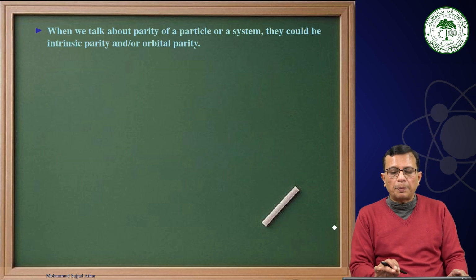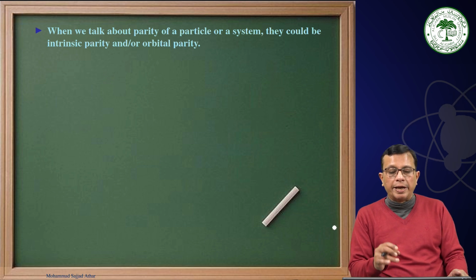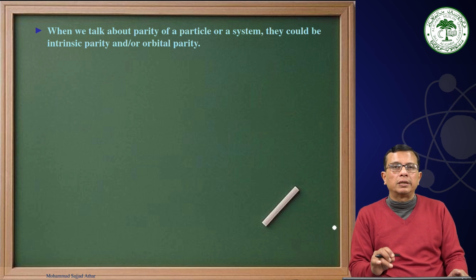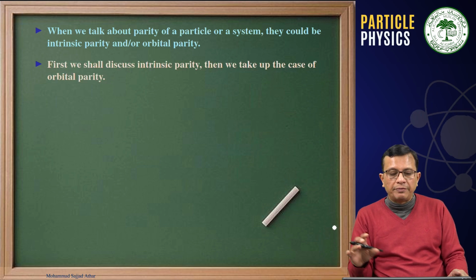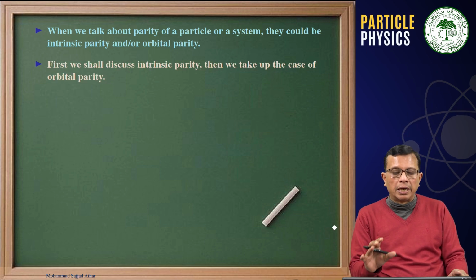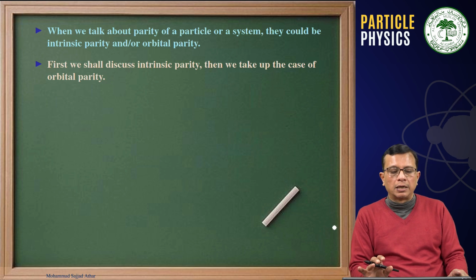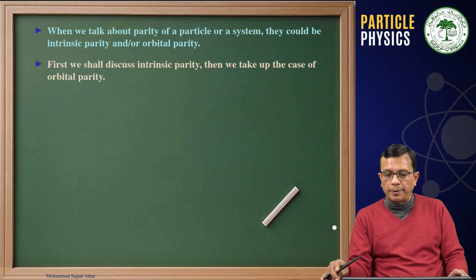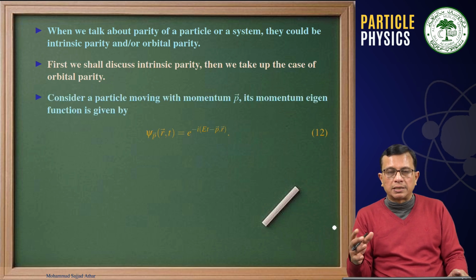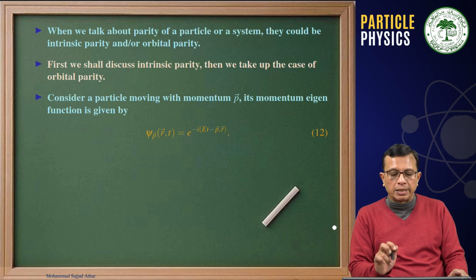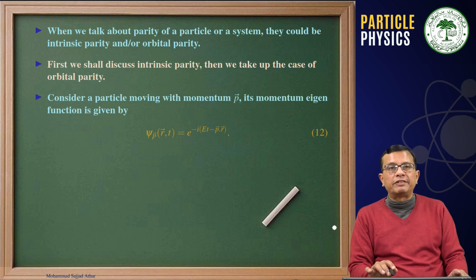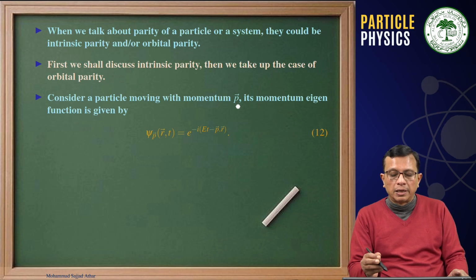When we talk about the parity of a particle or a system, there could be intrinsic parity or there could be orbital parity. And we have to understand the difference between intrinsic parity and orbital parity. First, let us take the example of intrinsic parity. Now, consider a particle moving with momentum p. Its momentum eigenfunction is given by this expression.